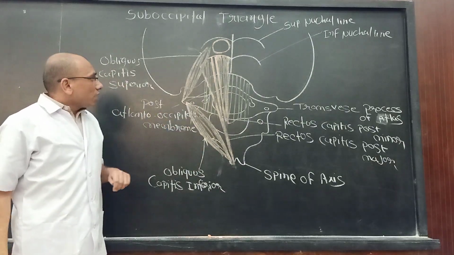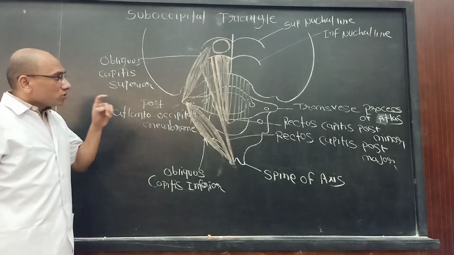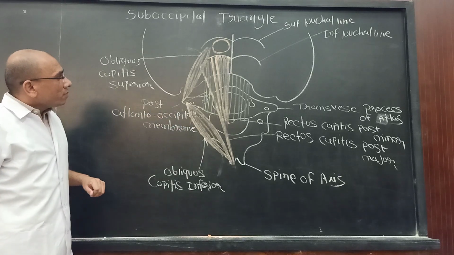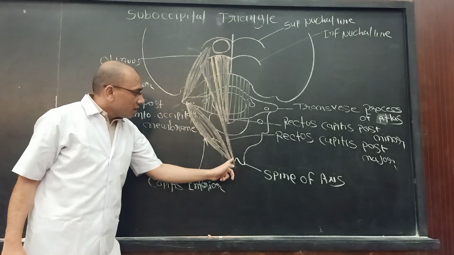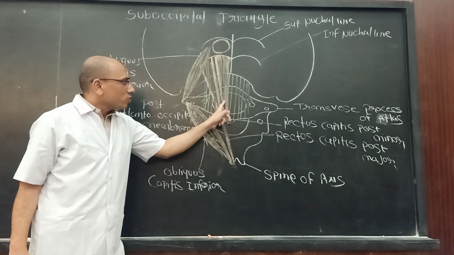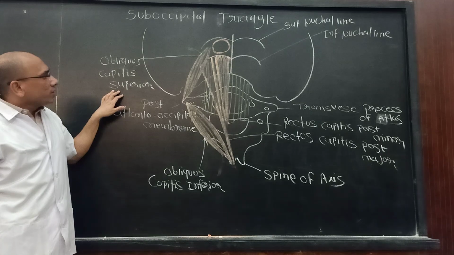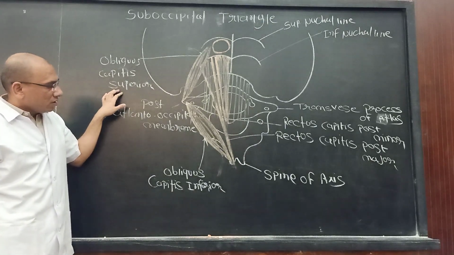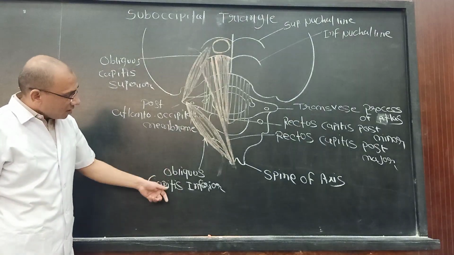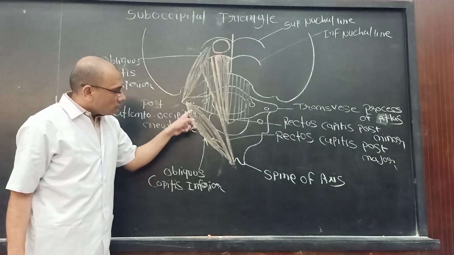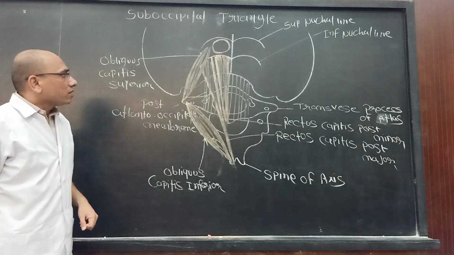Now we can identify here is the triangle. It is called suboccipital triangle, which is bounded supromedially by rectus capitis posterior major mainly, which is supplemented by the rectus capitis posterior minor. Supralaterally it is bounded by obliquus capitis superior, and inferiorly it is bounded by the obliquus capitis inferior.